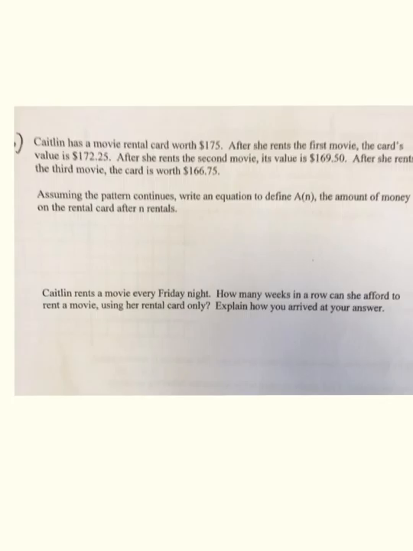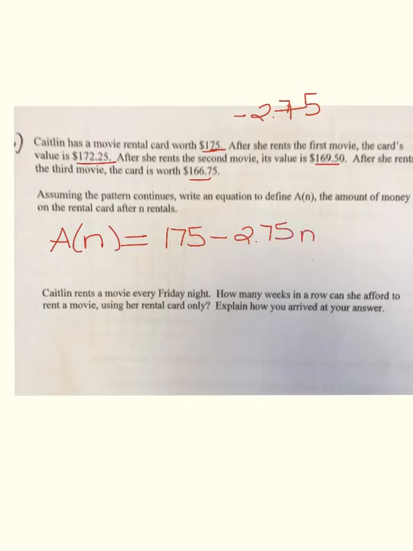Okay, so if you look at all the numbers here, we start with this and we end up with these two. So what did we do to all these numbers to get these results? We subtracted $2.75. Yes, you guessed it. Very simply, the equation for our function is equal to: you start off with $175 and you subtract $2.75 times n.